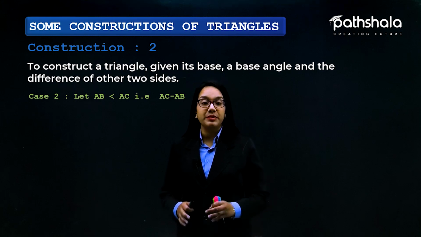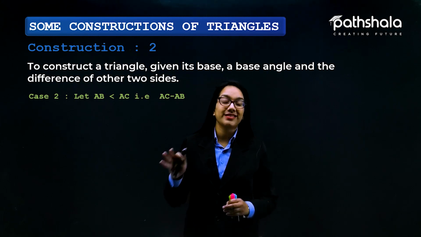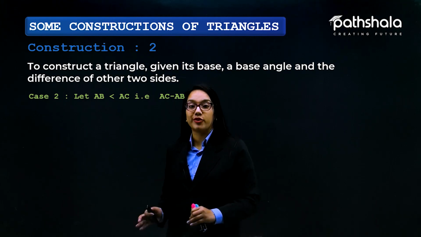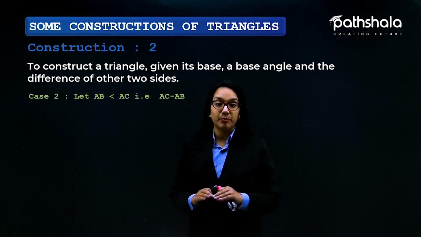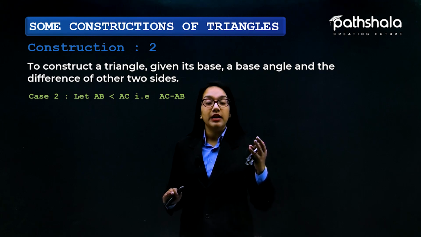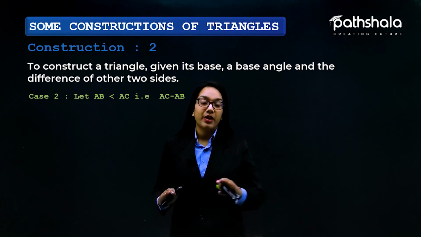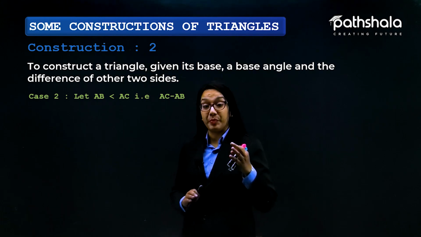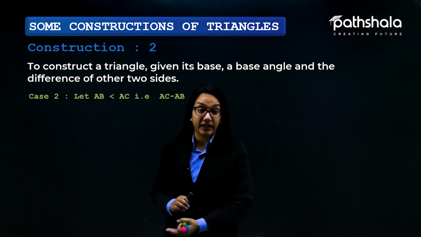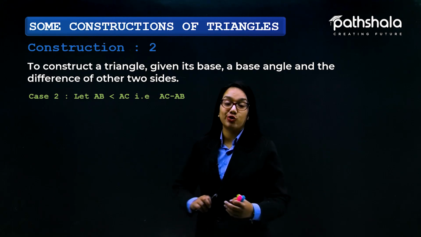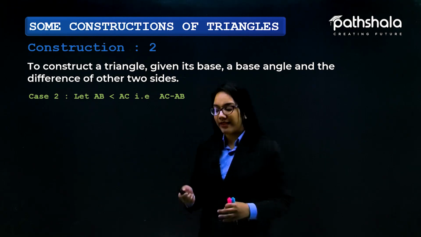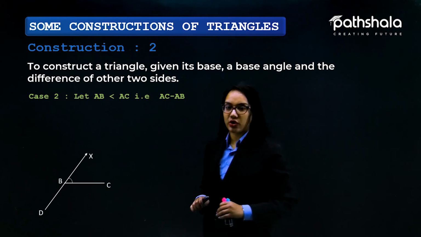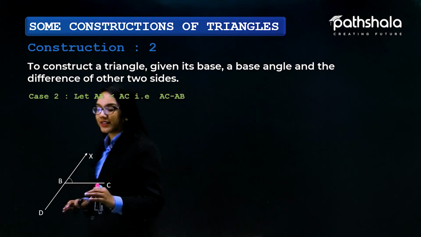Now the steps related with case number 2, the first two steps are the same as those of case number 1. First of all, we have to take the base BC, we have to construct an angle XBC, and further the next step would be that we have to extend BX toward the opposite side. So I'm drawing the 3 steps all together in such a manner. Let us suppose I'm taking this particular construction in which I have already taken the 3 steps.